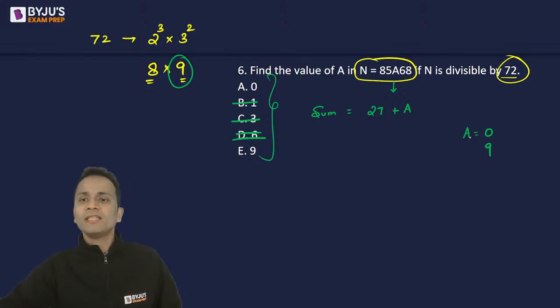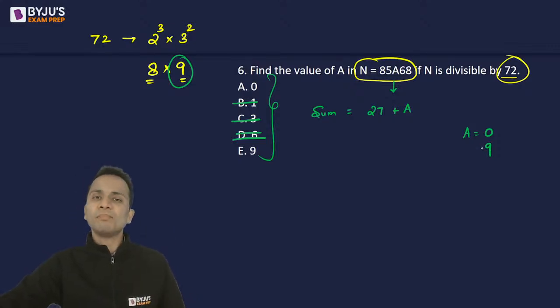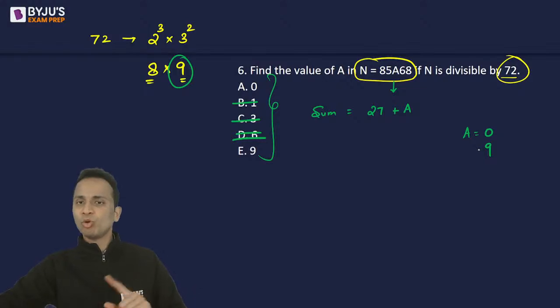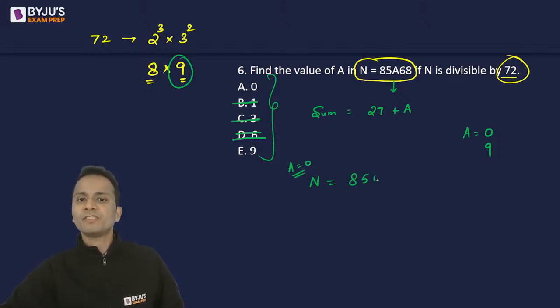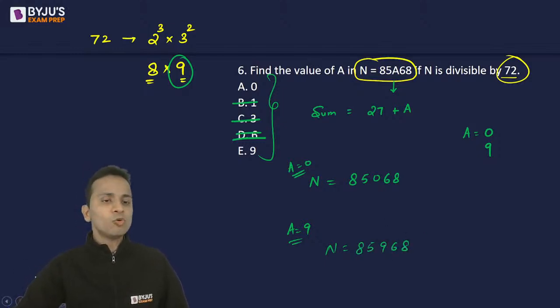Okay, so option A, that is 0, option E, that is 9. So the values of A can be 0 or 9. Okay? In both cases, the sum of the digits and hence the number will be divisible by 9. Now I'll check both these options one by one, substituting in the number for the divisibility rule of 8. Okay? So if A is equal to 0, then the number will become 85068. If A is 9, then the number will become 85968. Right? Now, what is the rule of 8?